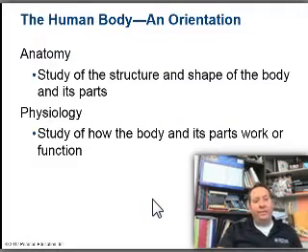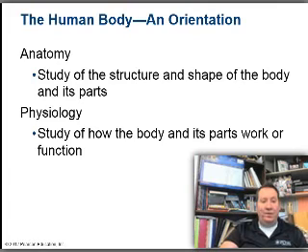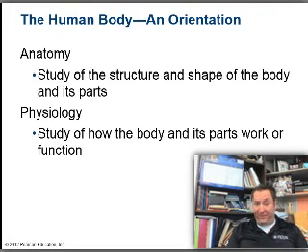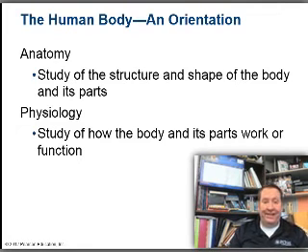So the first thing we're going to talk a little bit about is what is anatomy and what is physiology. Anatomy is the study of the structure and the shape of the body and its parts. An organ has different components to it. If we looked at the heart, it would have a right atrium, a left atrium, a right ventricle, a left ventricle. It has a pulmonary artery, a pulmonary vein. That's the anatomy. It's the study of the structure of things and the shape of things.